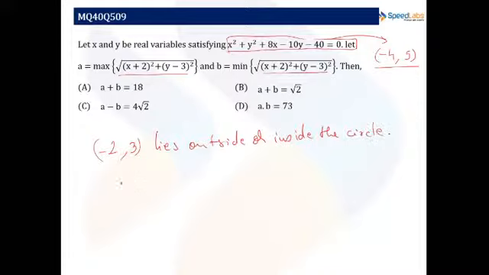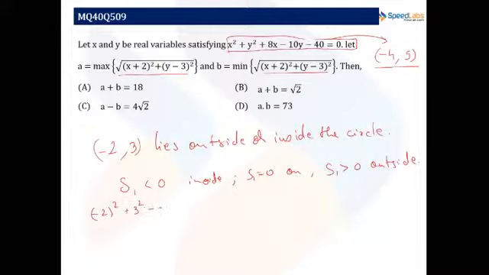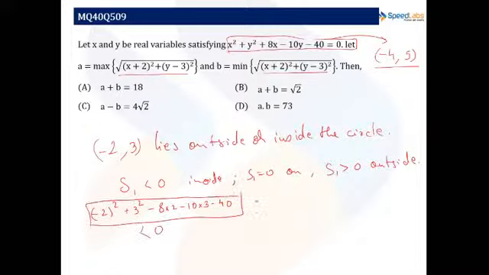So substituting, we know that S1 less than 0 means inside, S1 equals to 0 means on the circle, and S1 greater than 0 means outside the circle. So if we put minus 2 comma 3 here, minus 2 square plus 3 square minus 8 into 2 minus 10 into 3 minus 40, obviously this value is coming out to be negative. So this point minus 2 comma 3 lies somewhere inside.